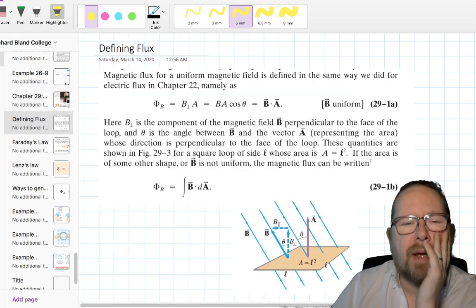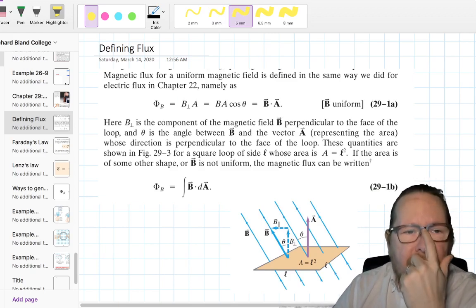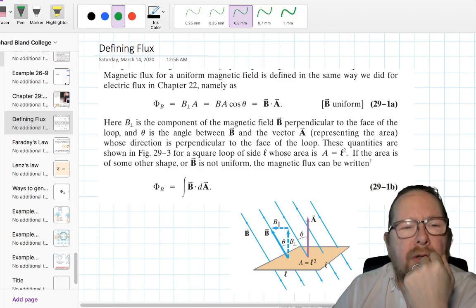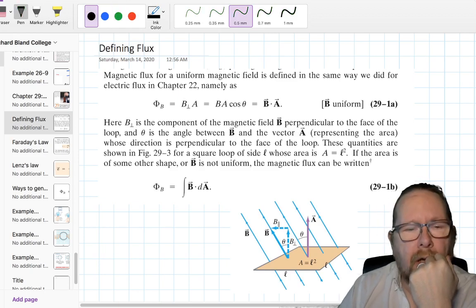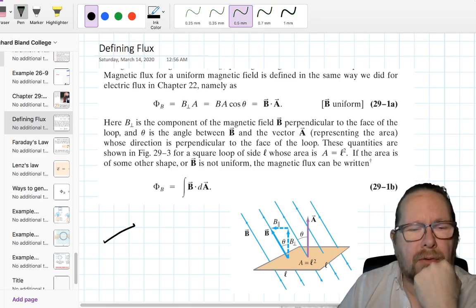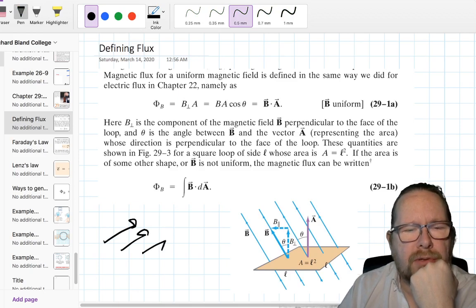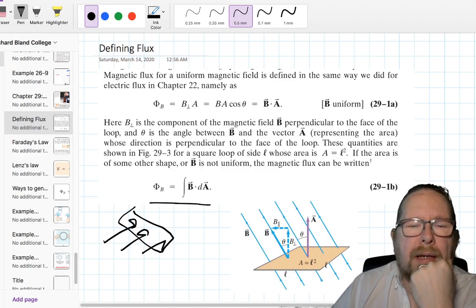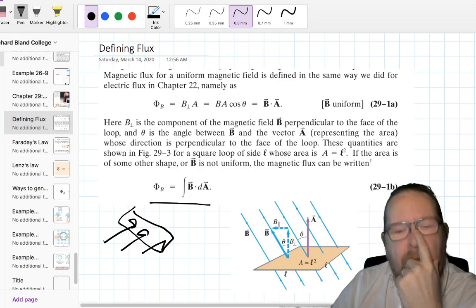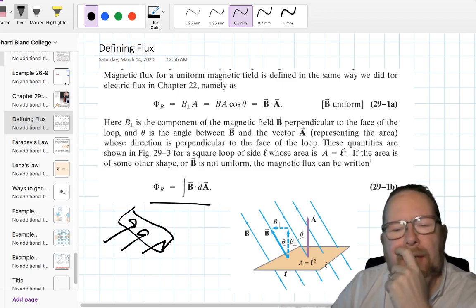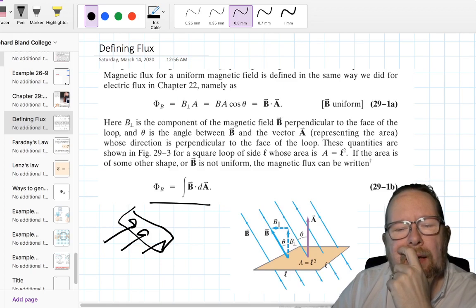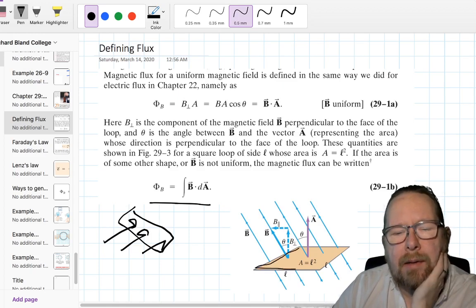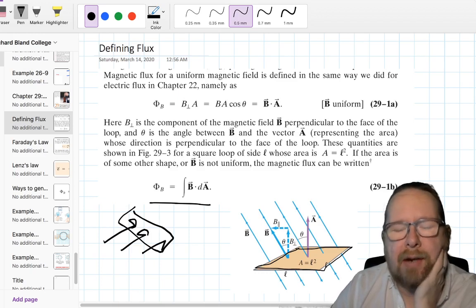The first thing we have to do is define a notion of magnetic flux. Just like we defined electric flux in the chapter on Gauss's law as the amount of electric field passing through a surface, and we define that as the integral of E dot dA, the definition of magnetic flux is just the integral of B dot dA, where the magnetic field is passing through some enclosed loop in space, and A is the area of that loop.